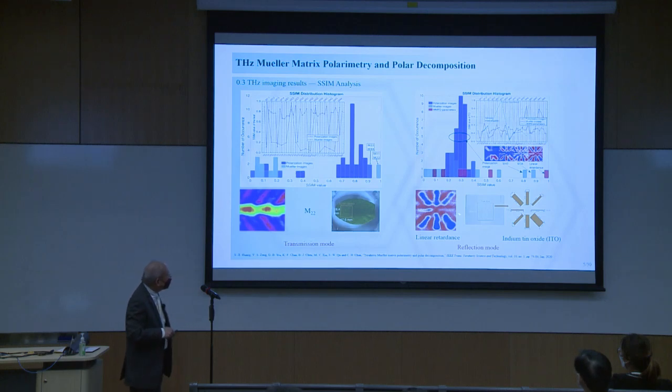Whereas this is a reflection mode, and you can see that this target makes use of ITO with different widths of the strips. By making use of the Mueller matrix, we can have better image quality. In particular, we can identify this region much better, and we can also have sub-wavelength imaging, because the width of this particular strip is only half of a wavelength.